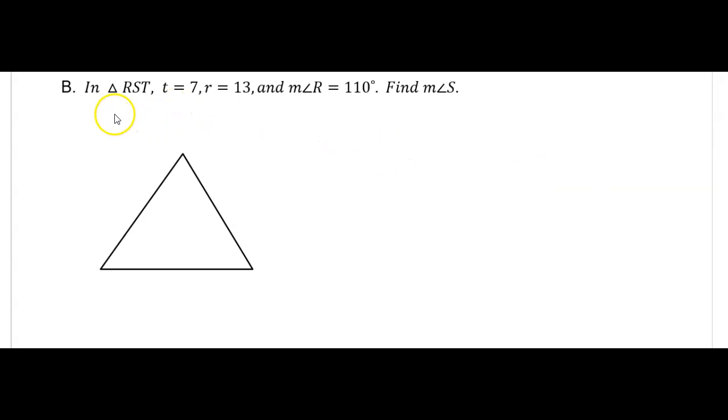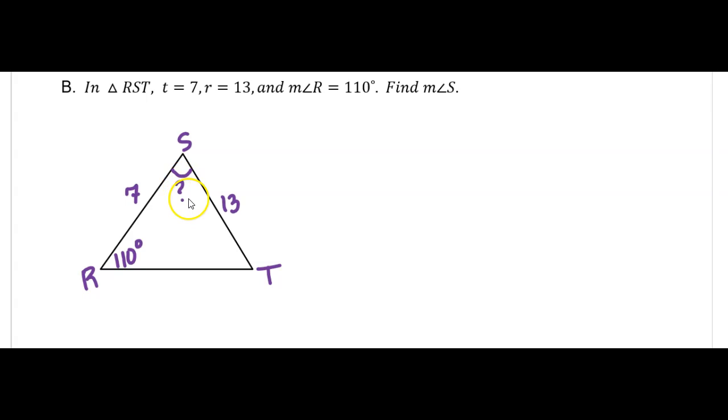All right, so let's take a look at example B. In triangle RST, little t is 7. So if this is angle T, then the side across from that would be little t, which is 7. Little r is 13, so across from angle R, we're going to have 13. And the measure of angle R is 110 degrees. Find the measure of angle S. So this is what we're looking for right here.